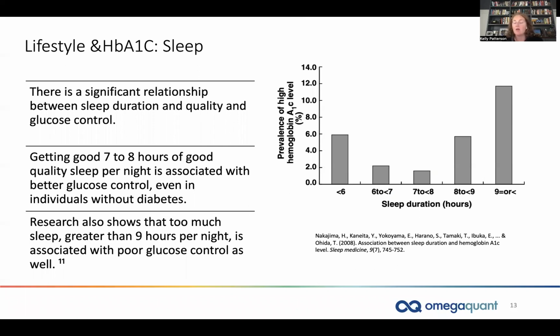Now, again, this is probably very similar to that all-cause mortality where something else might be going on with the folks who are sleeping 9 or more hours a day. You might see other disease processes, things like that. But it's just something to note that if you're feeling like you need more sleep, there could be something else going on. And that more than 9 hours a night is associated with poor glucose control.